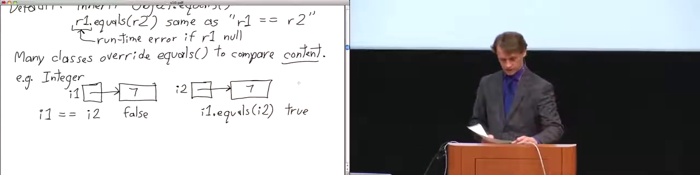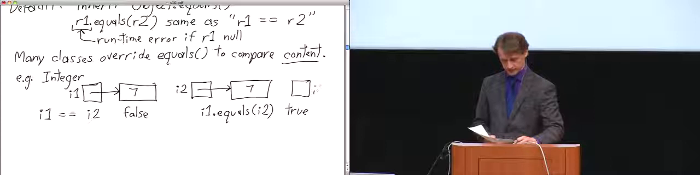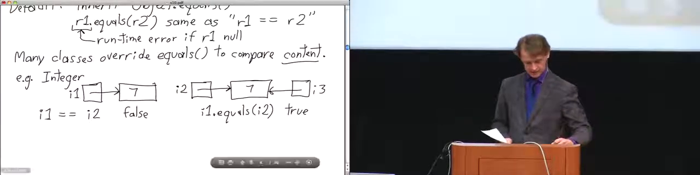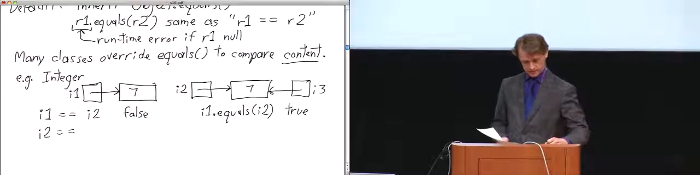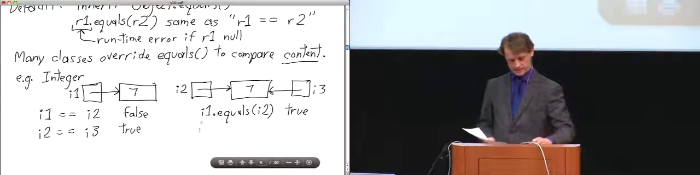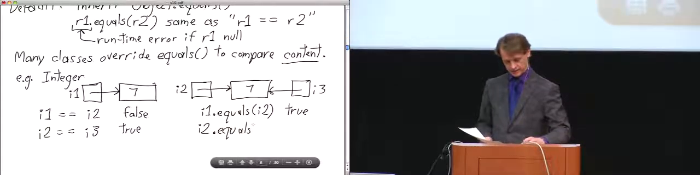On the other hand, of course, I can have two different variables pointing at the same object, and in that case, both of these are true. I2 double equal I3 is true. And if they're actually the same object, then they must have the same content.